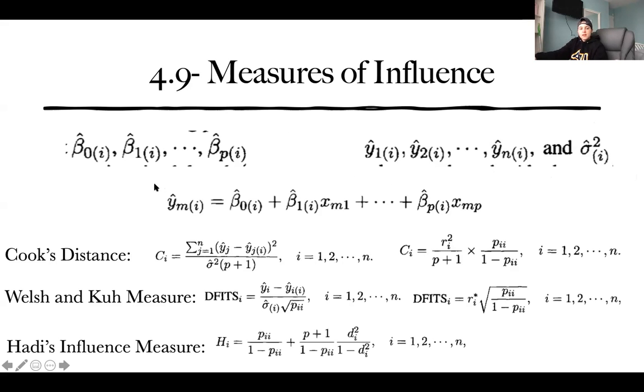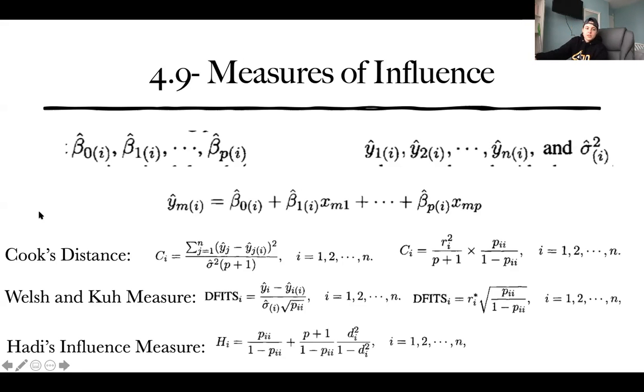And then this formula right here in the center is our fitted value for m when the fitted equation is obtained with the ith observation deleted. So all of these are going to determine if a measure is influential by determining when we delete the observation if it has a drastic change on the data.